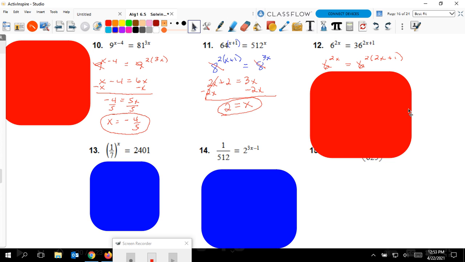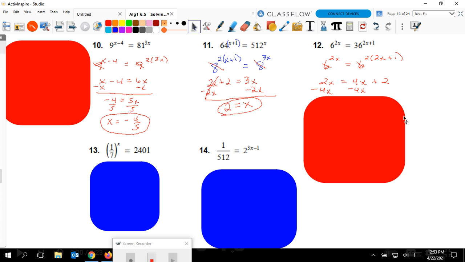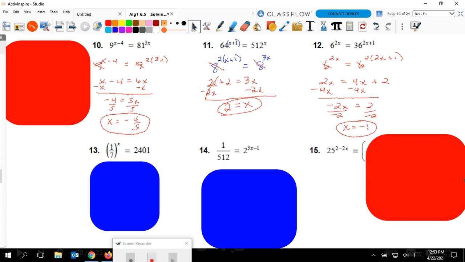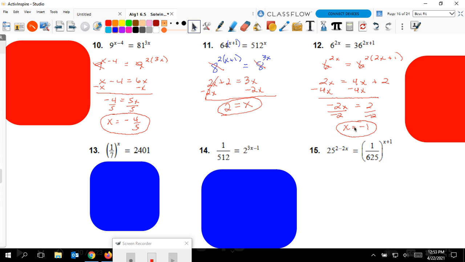2x is now equal to 4x plus 2. That's after you multiply them by the 2. 2 times 2x is 4x. 2 times 1 is 2. And we could subtract 4x from both sides. So that would give me now a -2x on the left side and a +2 on the right. And then divide by -2. And so that gives me -1, just -1 for my answer for x. So you should have got -4/5 for number 10, and number 12 should be -1.